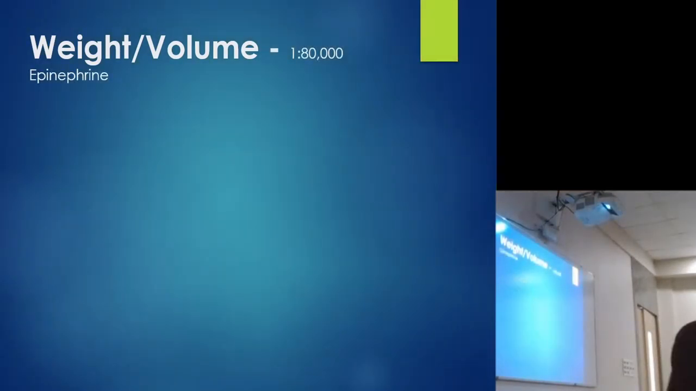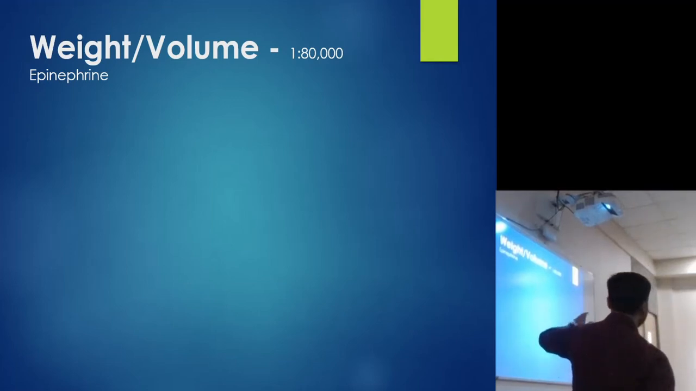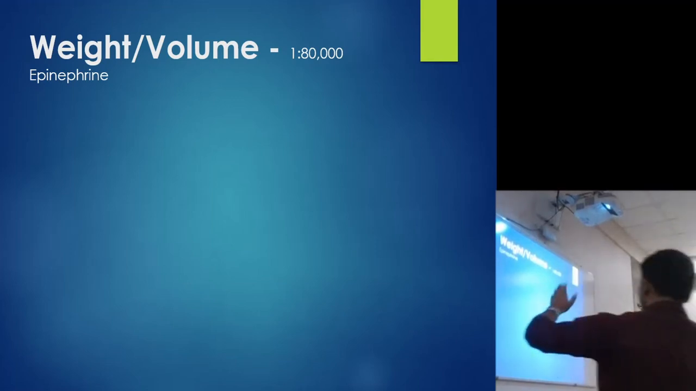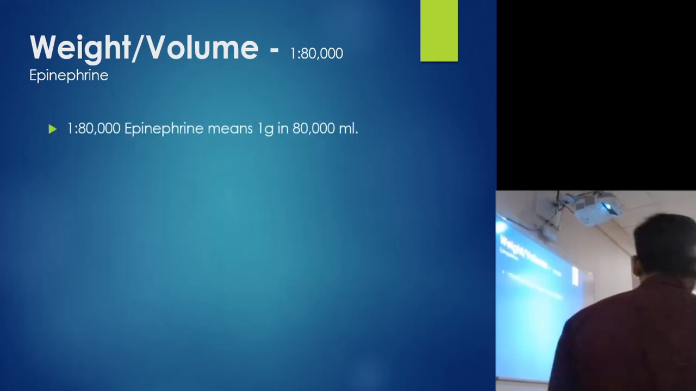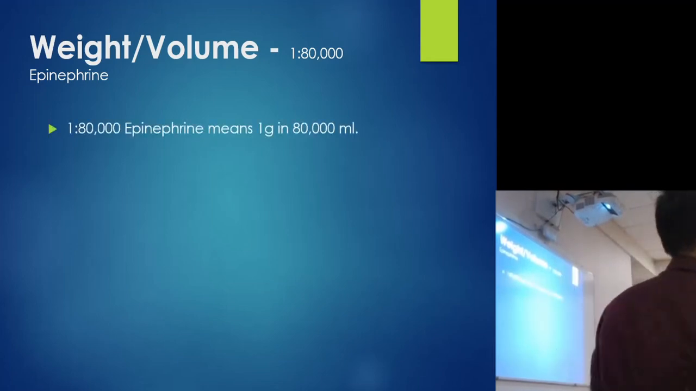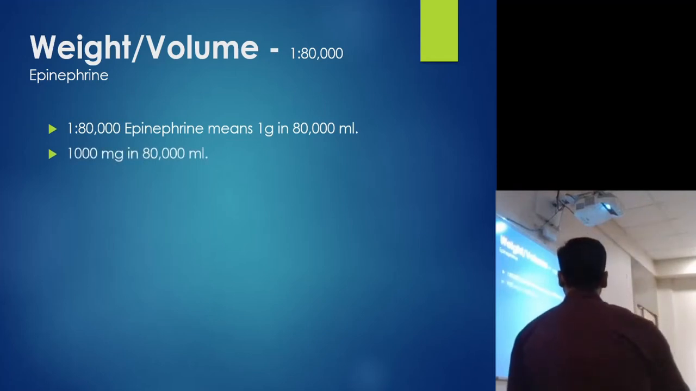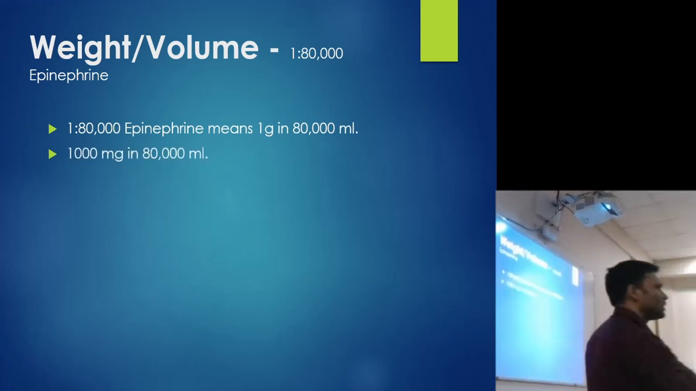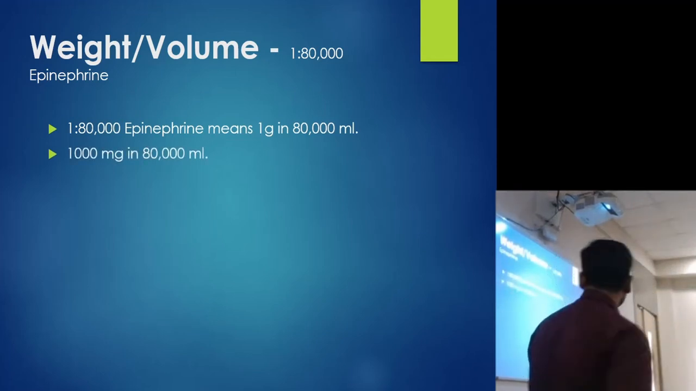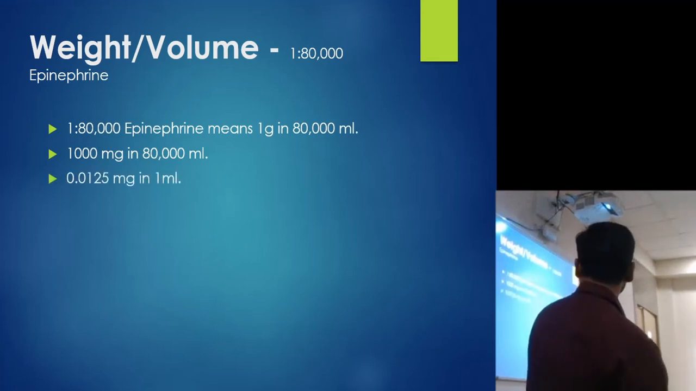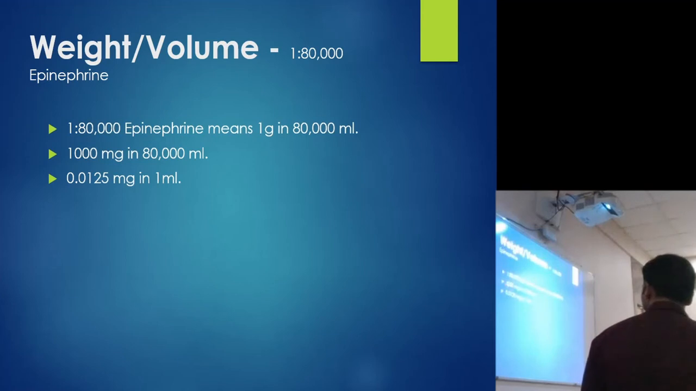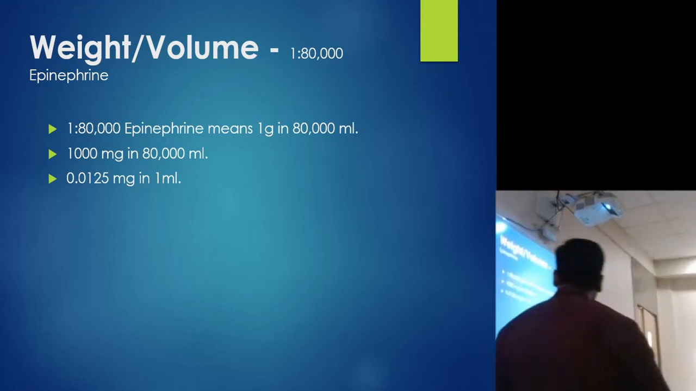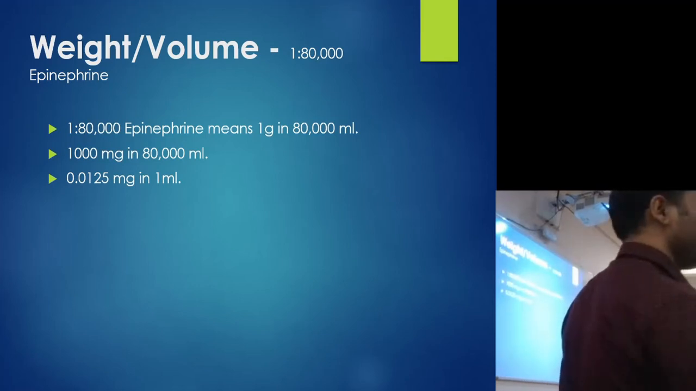Okay, now we come to epinephrine. अभी हम बस 1:80,000 ही देखेंगे, बाकी सारे concentration मैं नहीं देखूंगा. So 1:80,000 is 1 in 80,000, right? So 1 gram in 80,000 ml. So we convert 1 gram to mg, 1000 mg in 80,000 ml. So दोनों साइड से तीन जीरो हटा देंगे, and we divide 1 by 80. 1 divided by 80 is this value, 0.0125. ठीक है? So we have 0.0125 mg of epinephrine in 1 ml.